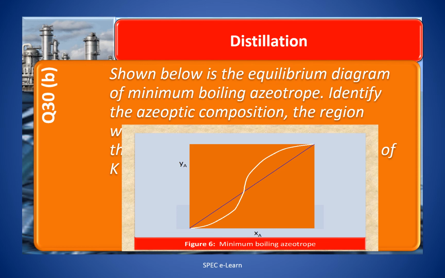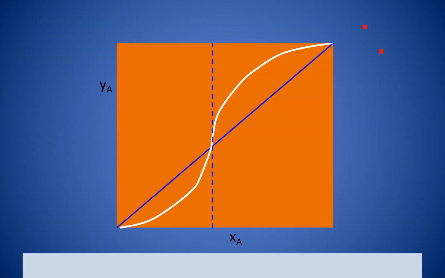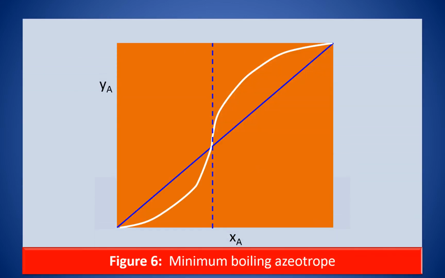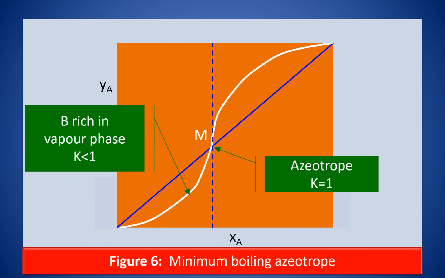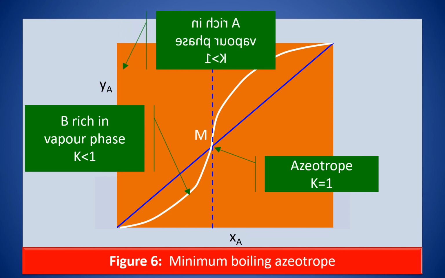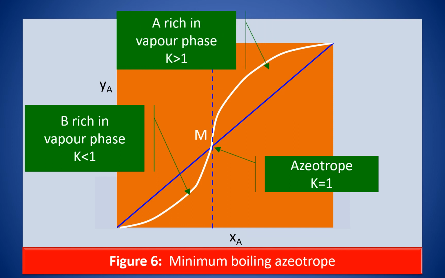Your time is up. The answer. The point M, where the diagonal line and the equilibrium line intersect each other, is the azeotropic composition of the liquid mixture. The part of the curve on the left of the point M is a region where K is less than 1. That is, the component B is richer in the vapor phase. The part of the curve on the right of the point M is a region where K is greater than 1. That means the vapor is richer in component A.